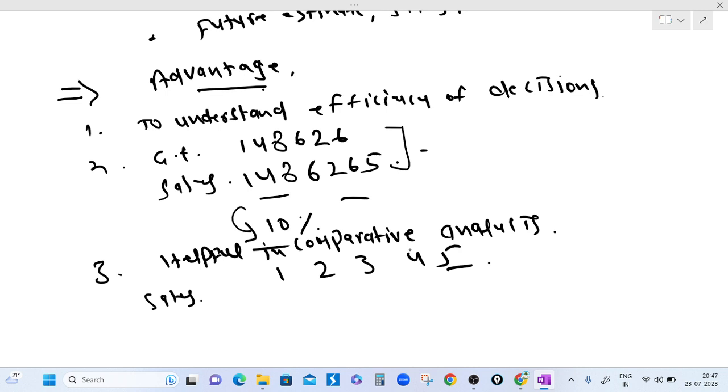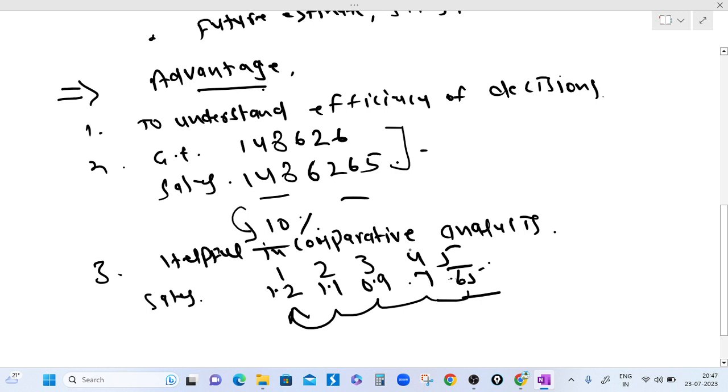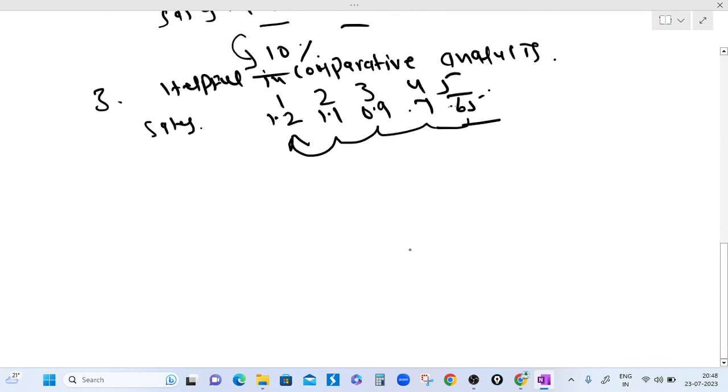But if I put it in ratio format, suppose 1.2 here, 1.1 here, 0.9 here, 0.7 here, and 0.65 here, management can easily see the trend in each year. Then it is increasing, then again increasing. So sales are in increasing order. We can easily observe these things, and that is why ratio analysis is very beneficial. So that is the fourth benefit.